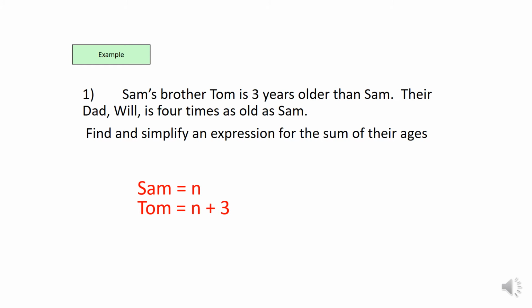Okay, so it's told us that dad is 4 times as old as Sam. So if Sam is n, then dad must be 4n. Okay? And now we can go on to the second part of the question where it's saying find and simplify an expression for the sum of their ages.